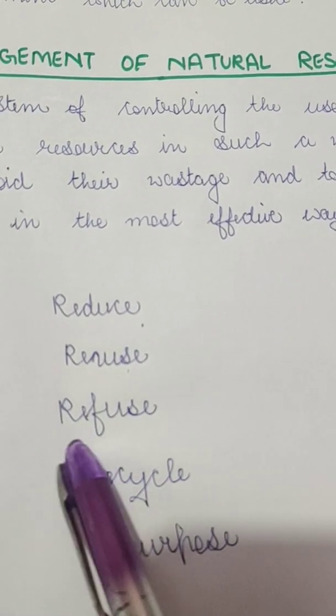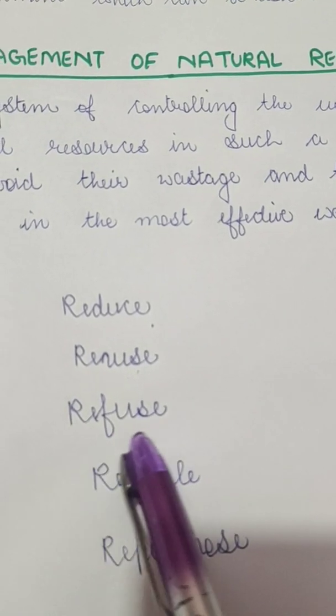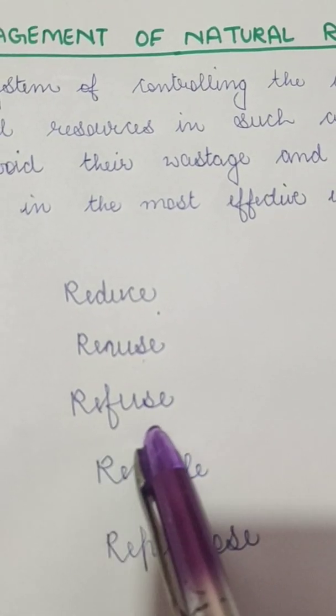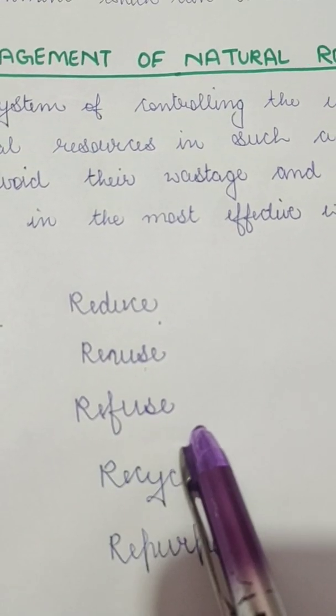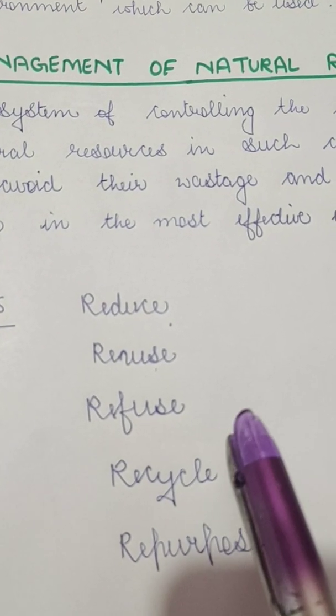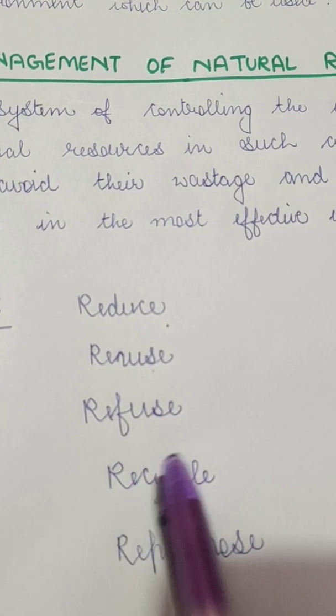Then we should refuse, that means we have to say no to things. Like we have to say no to plastic. If you are going to a shop and the shopkeeper is offering you a poly bag and keeping your things in a poly bag, you have to say no, I don't need that poly bag. So you have to refuse the things which harm the environment.